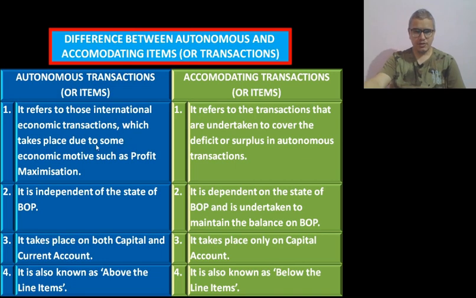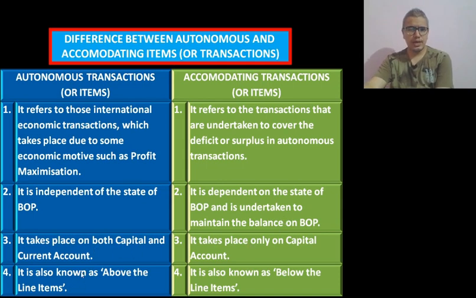If there is a deficit in the autonomous transaction portion, then it will be covered by the accommodating transactions. Let's say if 100 crore rupees is the deficit in autonomous transactions, then it will be covered by making certain changes in the accommodating transactions. It is independent of the state of BOP. Whether BOP deficit or BOP surplus is there, the autonomous transactions don't care about it. On the other hand, accommodating transactions mainly take place whenever there is BOP disequilibrium, that is, whenever there is either BOP deficit or BOP surplus. Otherwise accommodating transactions will not take place.